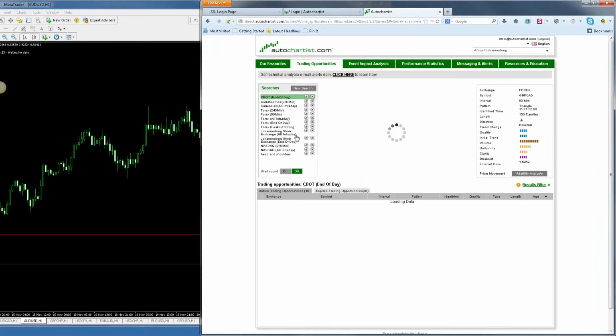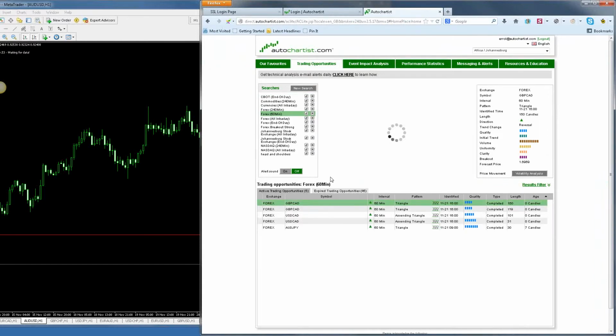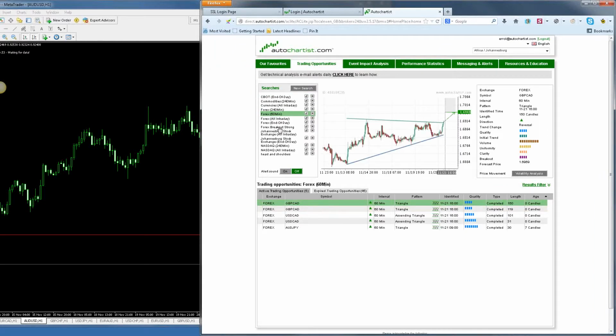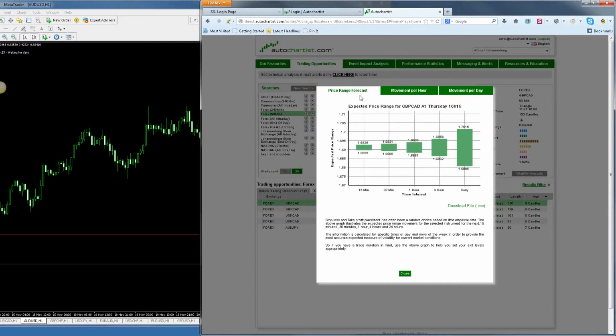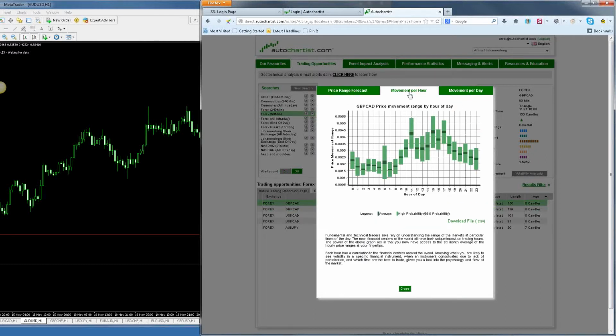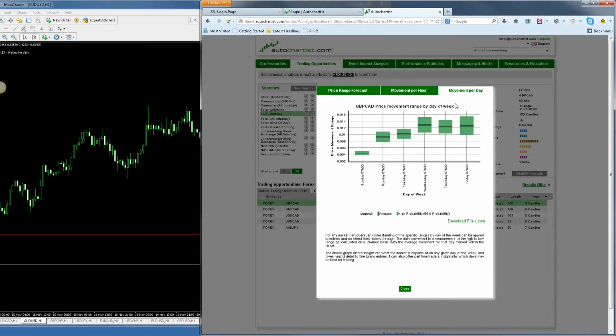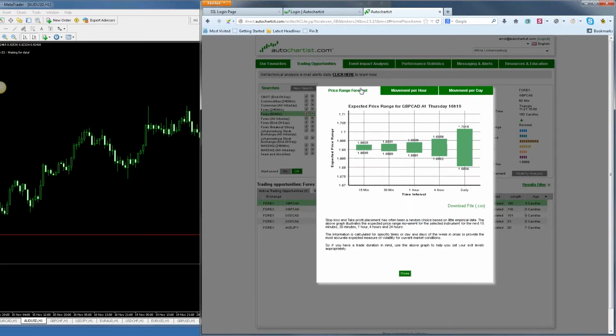okay, I hope you can all see it on your screens. I'm just going to click on Forex 60 minutes. Okay. We have this button over here. It's called the volatility analysis. And if you click on it, you'll see at the top there's price range forecast, movement per hour, and movement per day. And I'm going to start with the price range forecast.